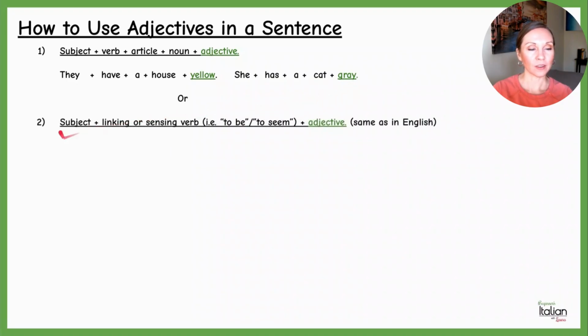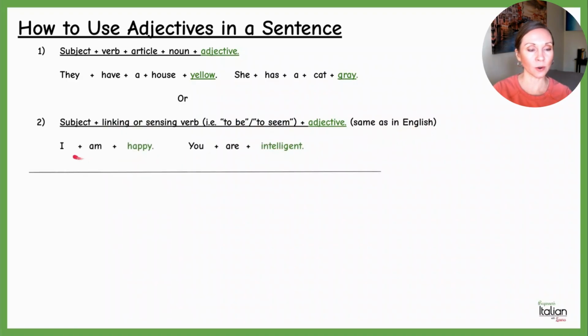Or if you're using a linking or a sensing verb, such as to be or to seem, it follows the same pattern as in English. Okay, so if you want to say I am happy, we'd have our subject, I, our linking or sensing verb, am, and then our adjective, happy, or you are intelligent. So it follows the same pattern in English and Italian.